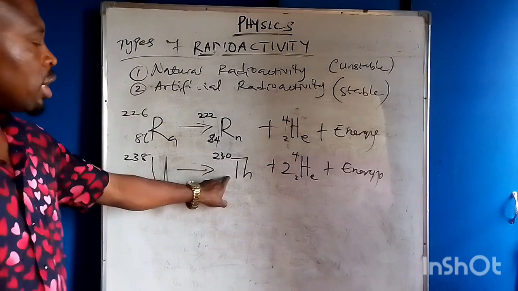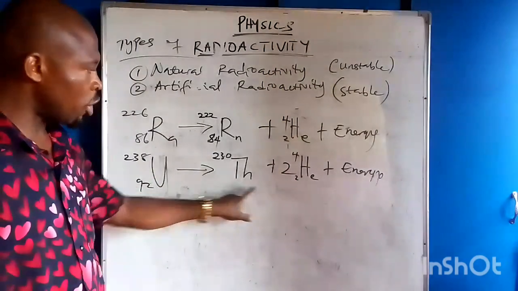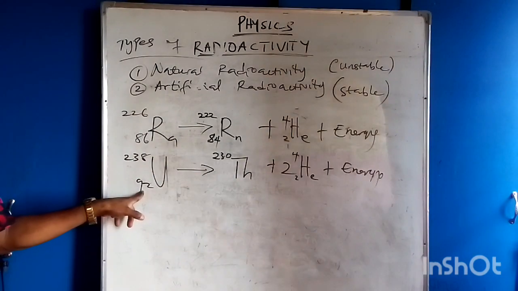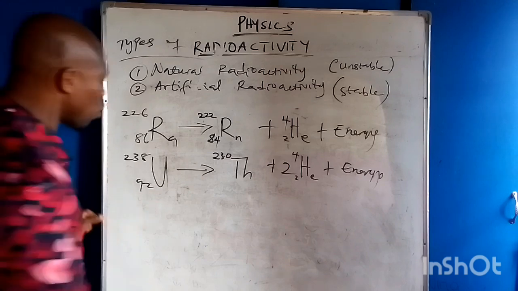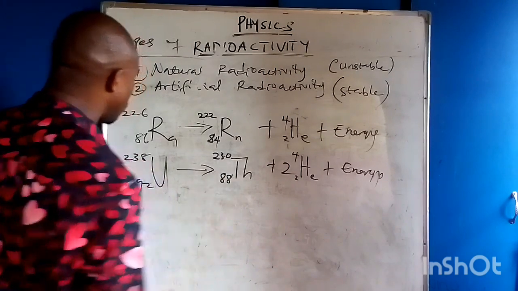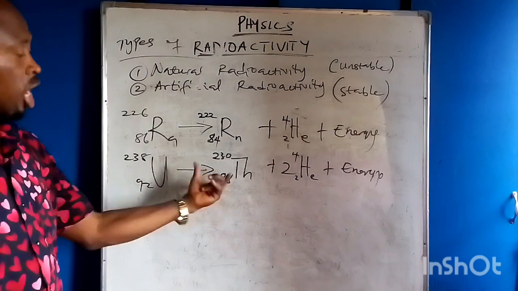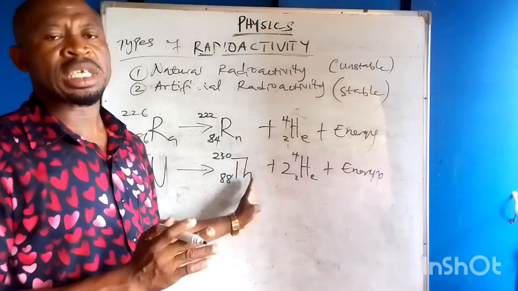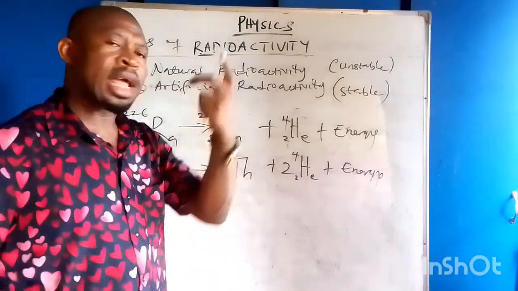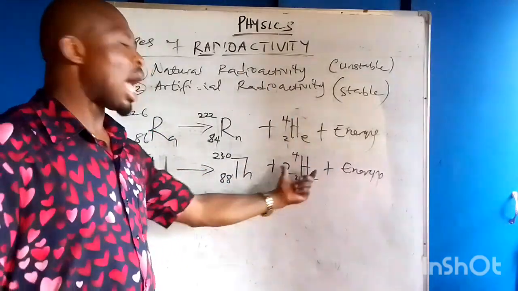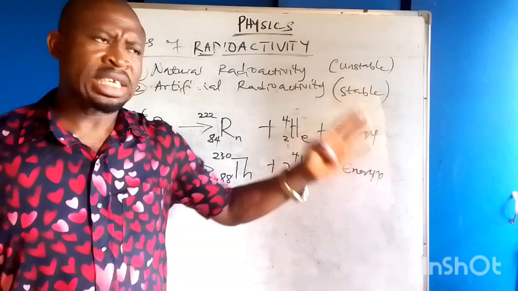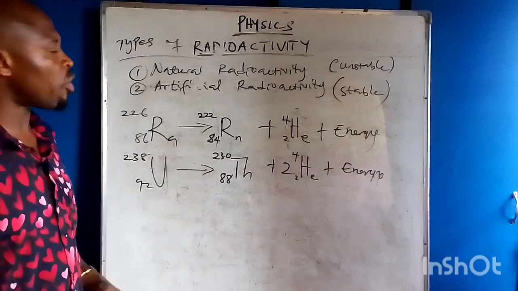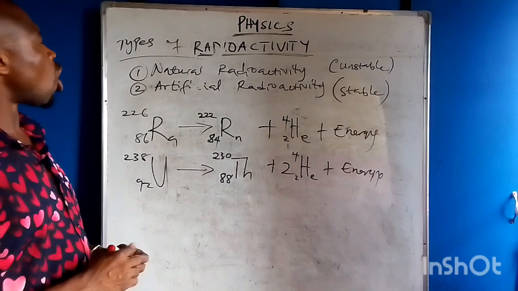Now the next thing is the atomic number. The atomic number of an alpha particle is 2, and 2 times 2 is 4. If you subtract 4 from 92, we have 88. So this is the daughter nucleus. Remember, the nucleus of this one is also unstable. It can still disintegrate on its own and emit other ionizing particles. The essence of this splitting is to achieve stability. So these are some examples of natural radioactivity.